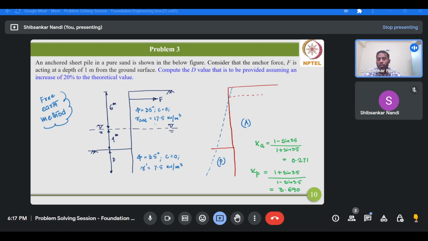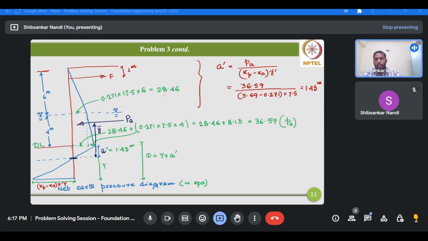So we will take the moment equilibrium in such a way that the number of equations and the number of unknowns become equal. As you can see, first we have to determine the depth of embedment, and then we have to determine the force acting in the anchor. So two unknowns are there.